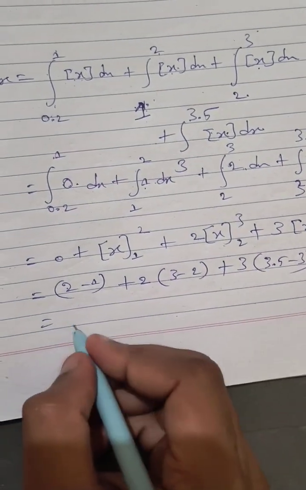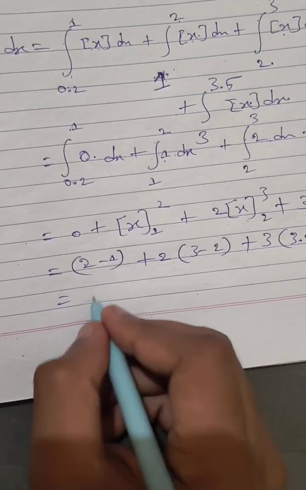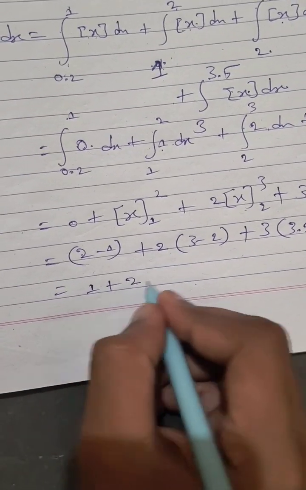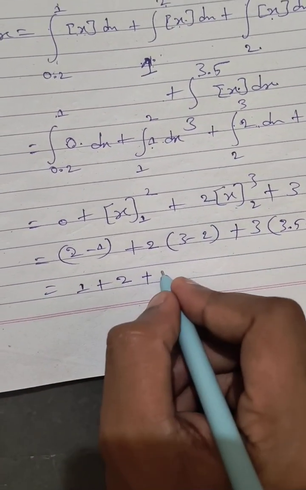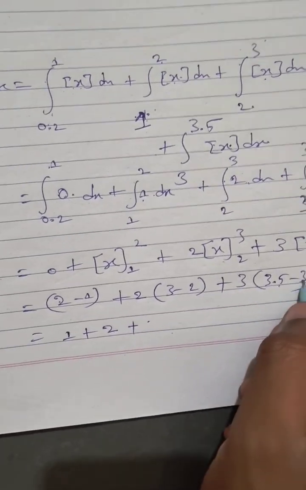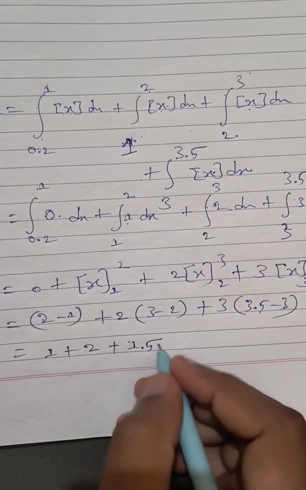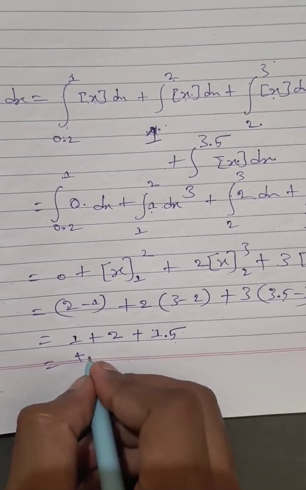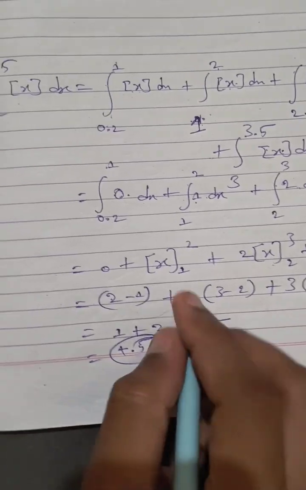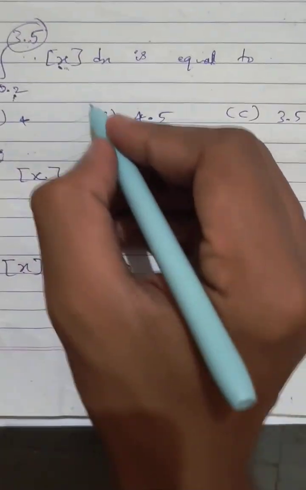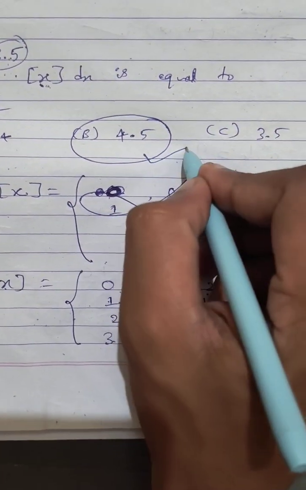Let us simplify this expression. 2 minus 1 is 1. Then 2 plus 0.5, since 3.5 minus 3 is 0.5. 0.5 into 3 is 1.5. Is it clear, student? So that is 4.5. So 4.5 is the answer, which is option B. This is the correct answer.